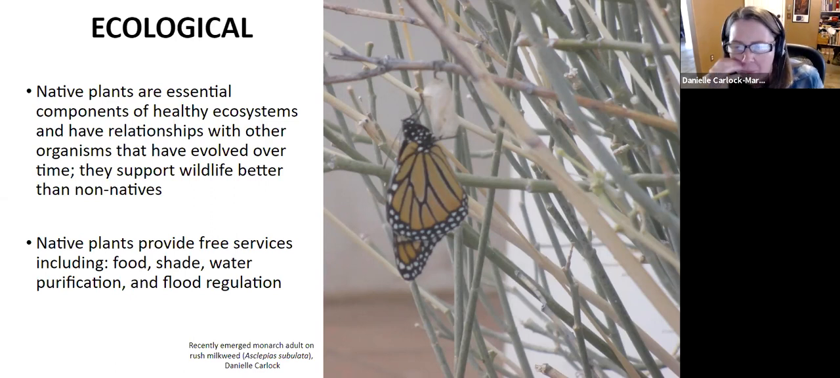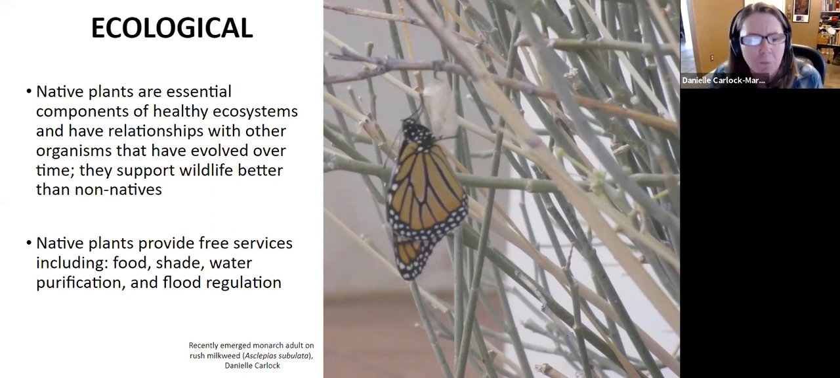This is an example of a monarch that emerged on my native milkweed in my yard. It was actually, I think, Christmas Day a couple of years ago, and it was really amazing. So these different relationships are just really important to try to preserve. Of course, we're not going to be able to restore ecosystems in our backyard that are exactly what it used to be before development and all that, but they can have enough value, and they could be enough of a replica to allow for these organisms to be supported and thrive in our environment.